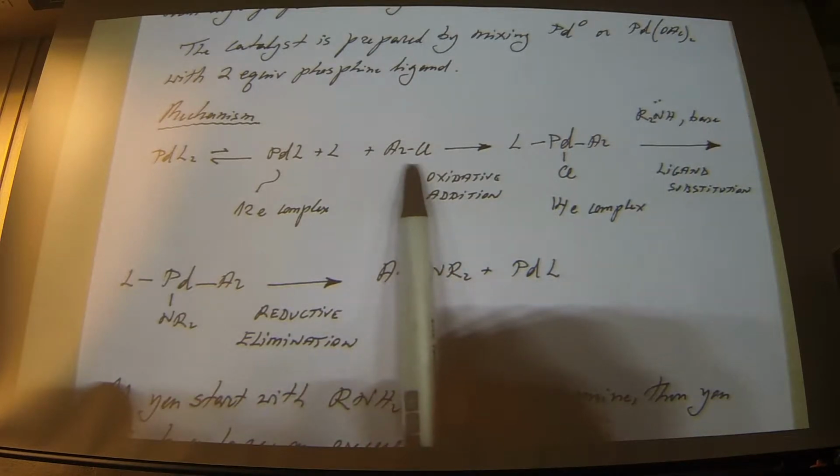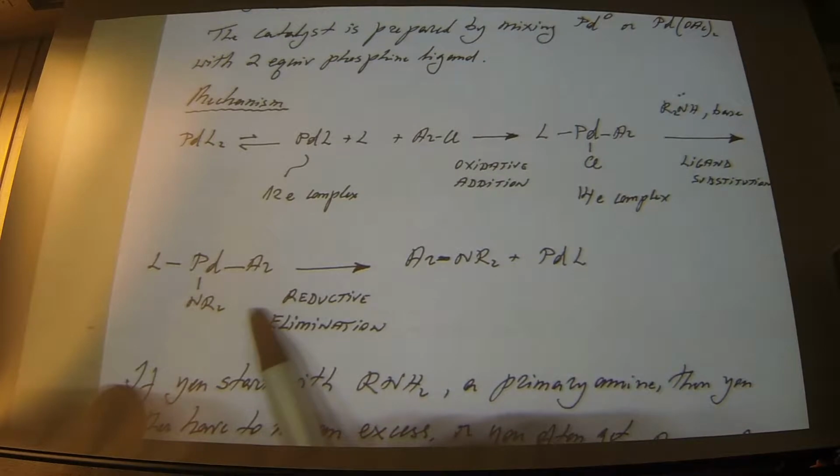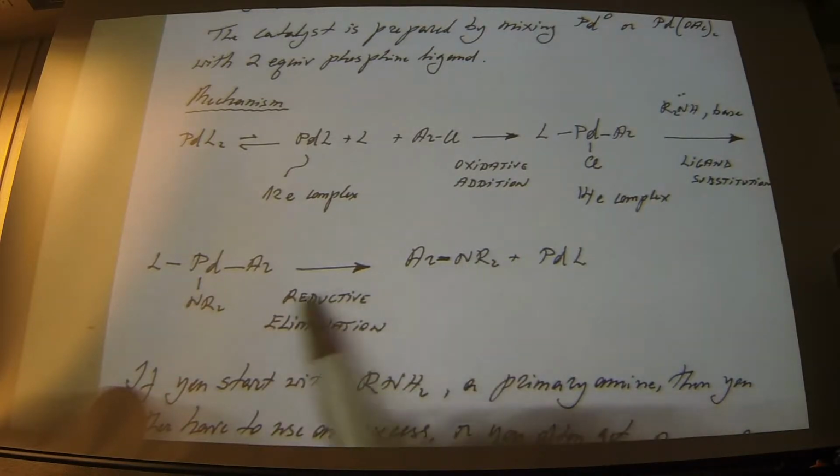So you have two ligands, you dissociate one, then as soon as you do the oxidative addition to the aryl halide, you already have three substituents on this palladium. Very hard to get another big ligand here. So this is now a 14 electron complex, and it is reactive. It does the ligand substitution, and then also the reductive elimination.